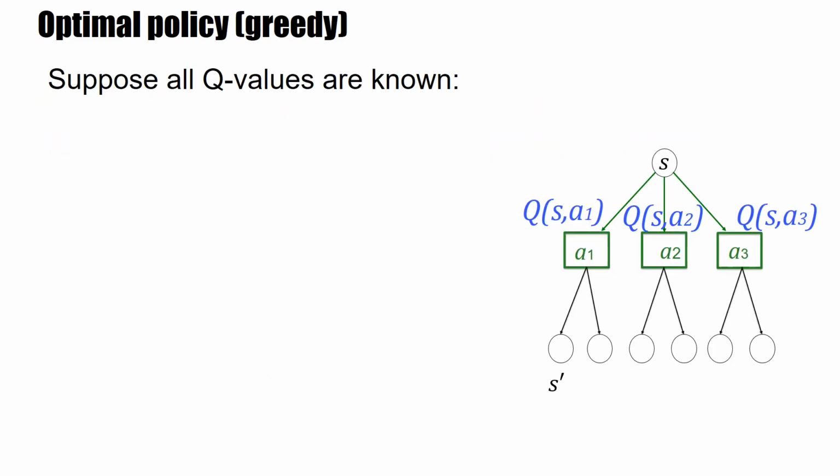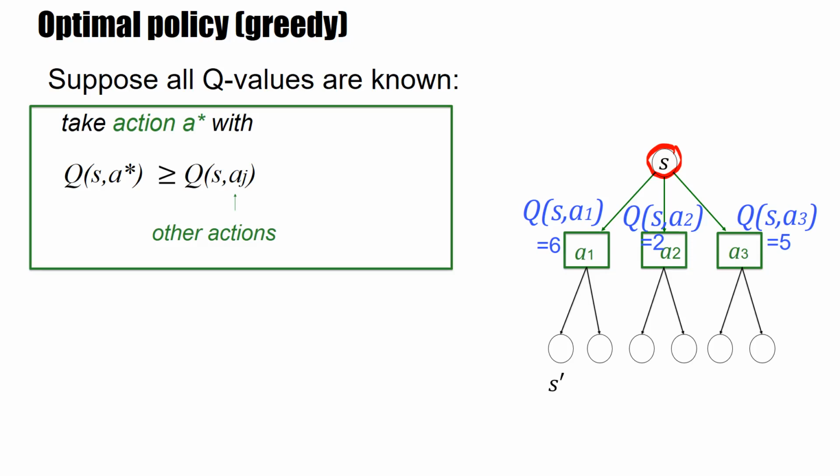And here is the situation. I have my starting state. I have my three different Q values. Suppose I know these. One has a value of 6, the second one a value of 2, the third one a value of 5. Your aim is to gain as much reward as possible. You know the Q values. What should you do? Well, obviously, you should take the action A star, which has the maximal Q value.